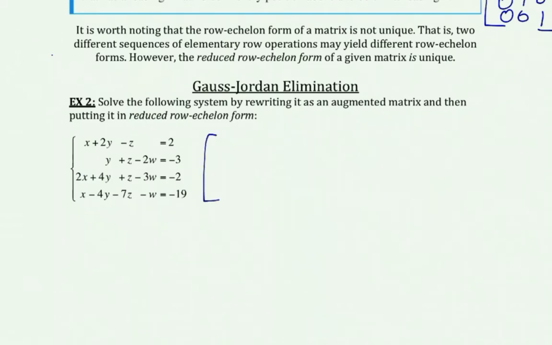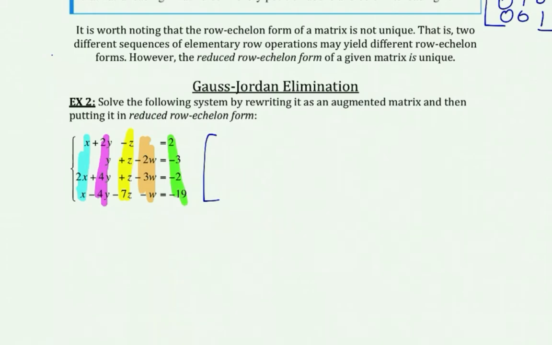So kind of like putting that into perspective. We're going to have a column for x's. We're going to have a column for the y's. We're going to have a column for the z's. We're going to have a column for the w's. And we're also going to have a column for our constants. So going through, I usually just do, well, it really doesn't make a difference. Sometimes I do the rows first, sometimes I do the columns first.